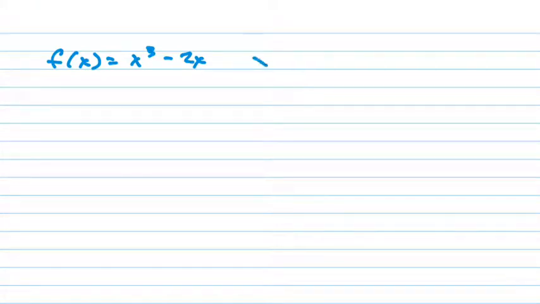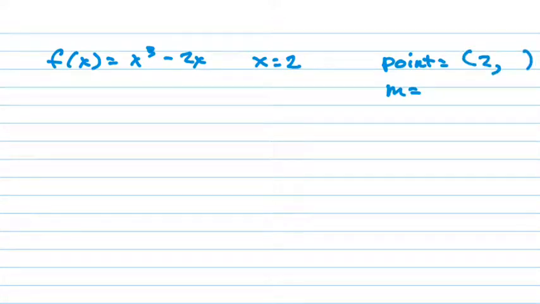And we want it at the point where x equals 2. Well, in order to do that, remember I have to use the point-slope formula. So I need to know a point, and I need to know the slope. Well, I know an x value for the point, but I have no y value. And I also have no slope. Okay? So I'm going to have to do two things.